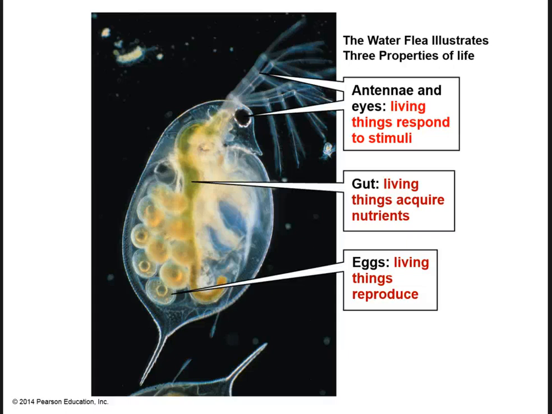In this figure, we have a picture of a water flea. 3 properties of life are illustrated in the picture of this water flea. The water flea uses its antenna and eyes to receive and respond to stimuli such as light, vibrations, and scents. The gut, mouth, and stomach are used for acquiring and processing nutrients. And in this picture, the water flea is carrying eggs, which are used for reproduction.